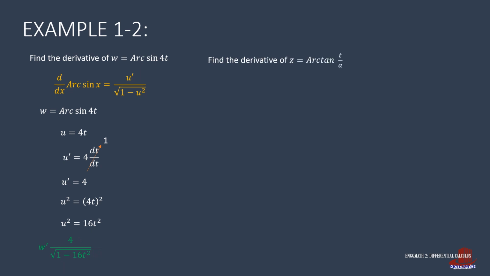The second example looks for the derivative of z, which is equal to arctangent of t all over a. From the rules, we take the derivative of arctan x as u prime all over 1 plus u squared. And from the premise, u is t all over a. U prime is solved by differentiating t all over a, and since a is a constant, we can extract it out of the derivative, making 1 all over a times the derivative of t with respect to t. This is simplified as 1 all over a.